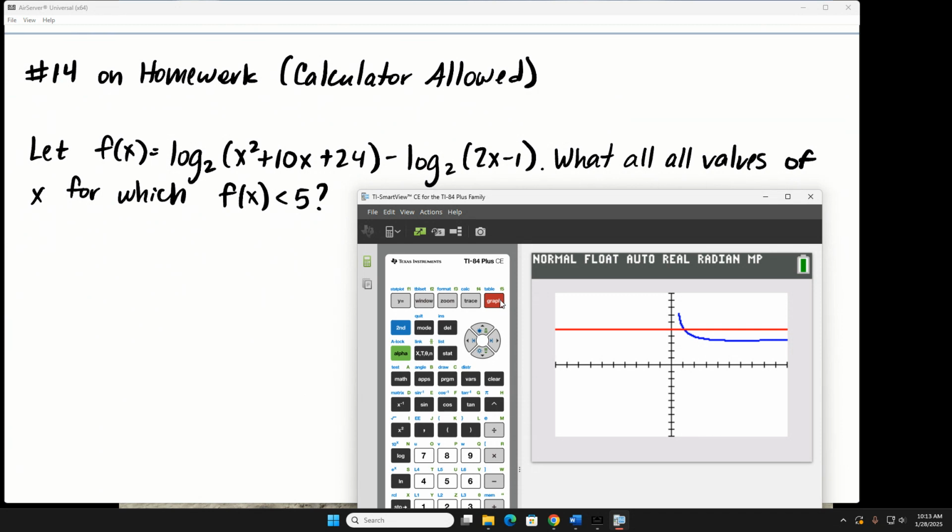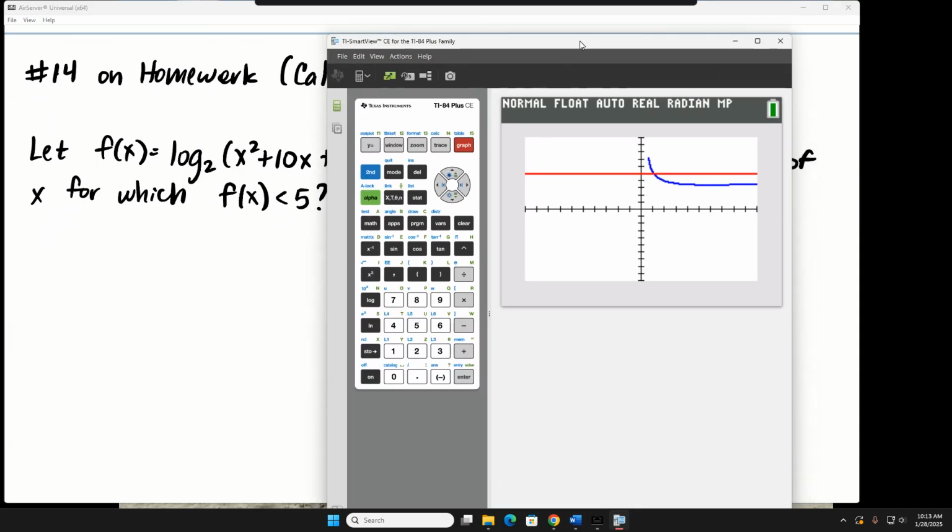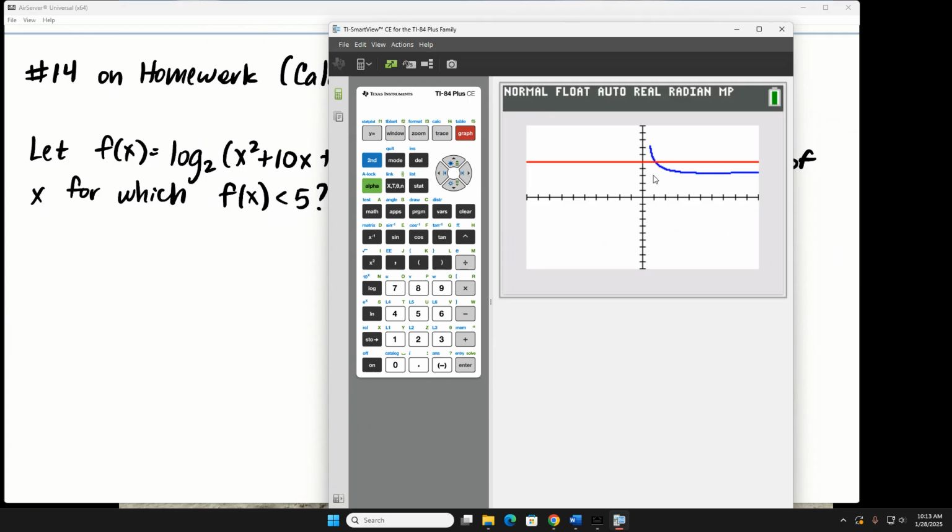Now the logarithmic graph doesn't stop there. It keeps going up, up, up, up, but your calculator for some reason can't draw it right. I don't know. It's a glitch in the calculator. And so with the, oh no, there we go. So the answer to the question is going to be from wherever these cross all the way to infinity, then the blue graph is going to be less than the 5.